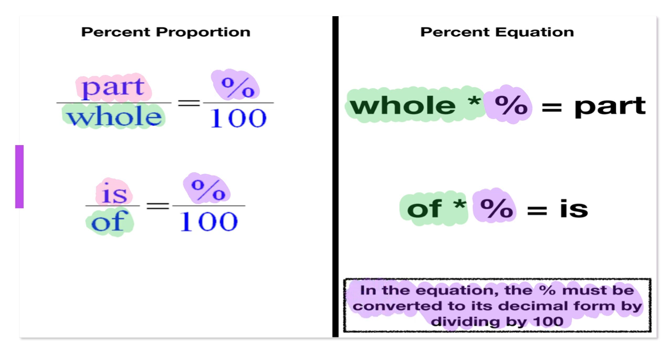And the last part we have is the part. And its keyword is "is." What does "is" indicate? 2 plus 3 is 5. Equals. Okay, so with our equation, your part is your equal sign. Okay?